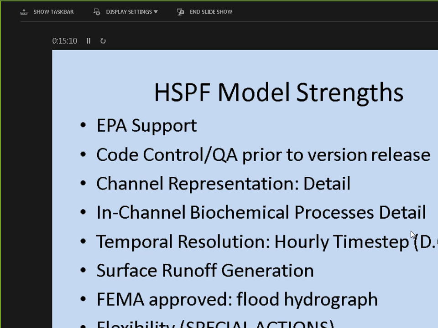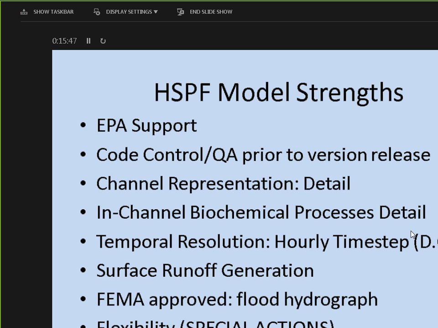There's also strong code control. There's only one sanctioned version of HSPF, and it's a code that is rather elaborate and would take a lot of effort to rewrite. Not that it couldn't be done, but there is one official version, and there's always a lot of QA that goes on prior to a version release. And all of the versions are forward compatible. In other words, if you take a set of inputs and you use version 10 and you use version 11, you'll get the exact same results.